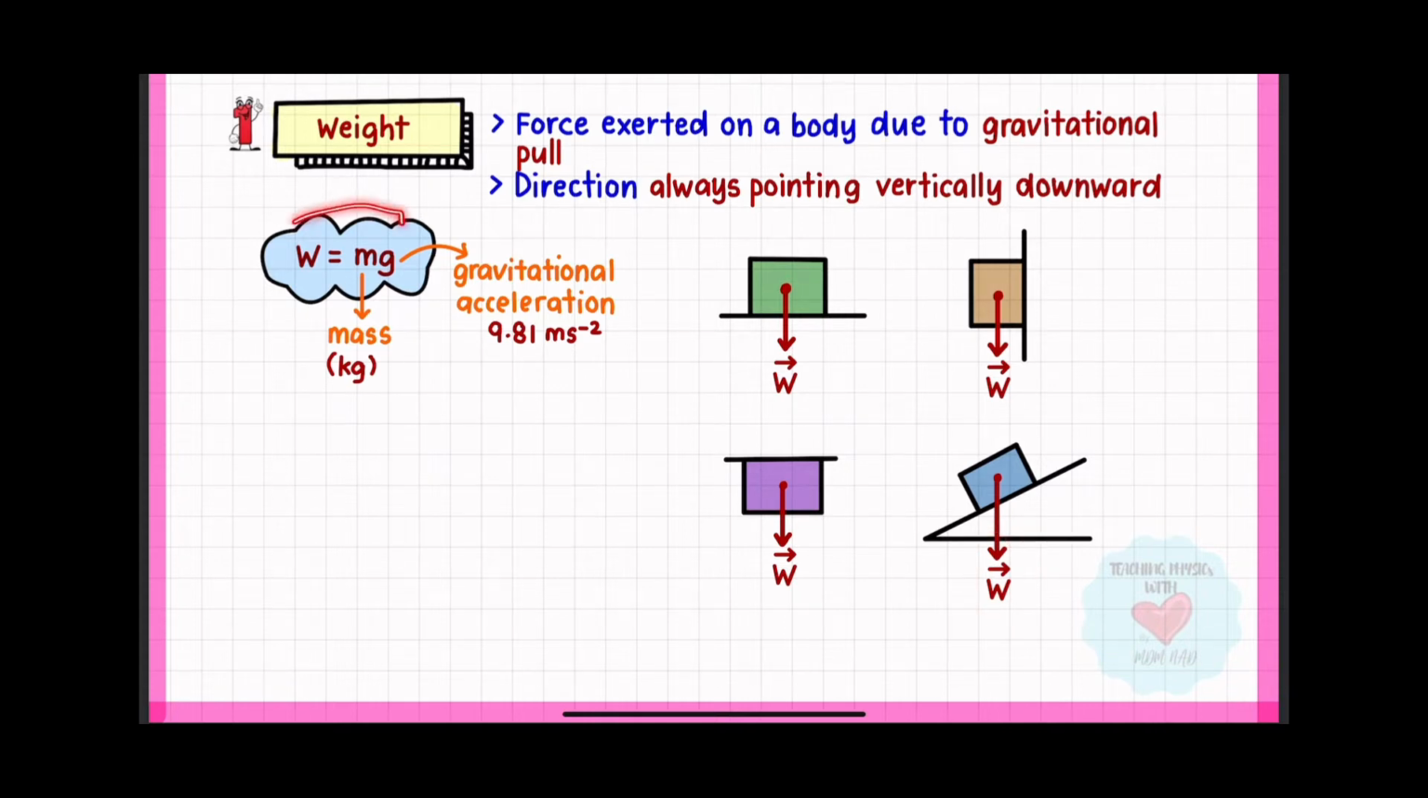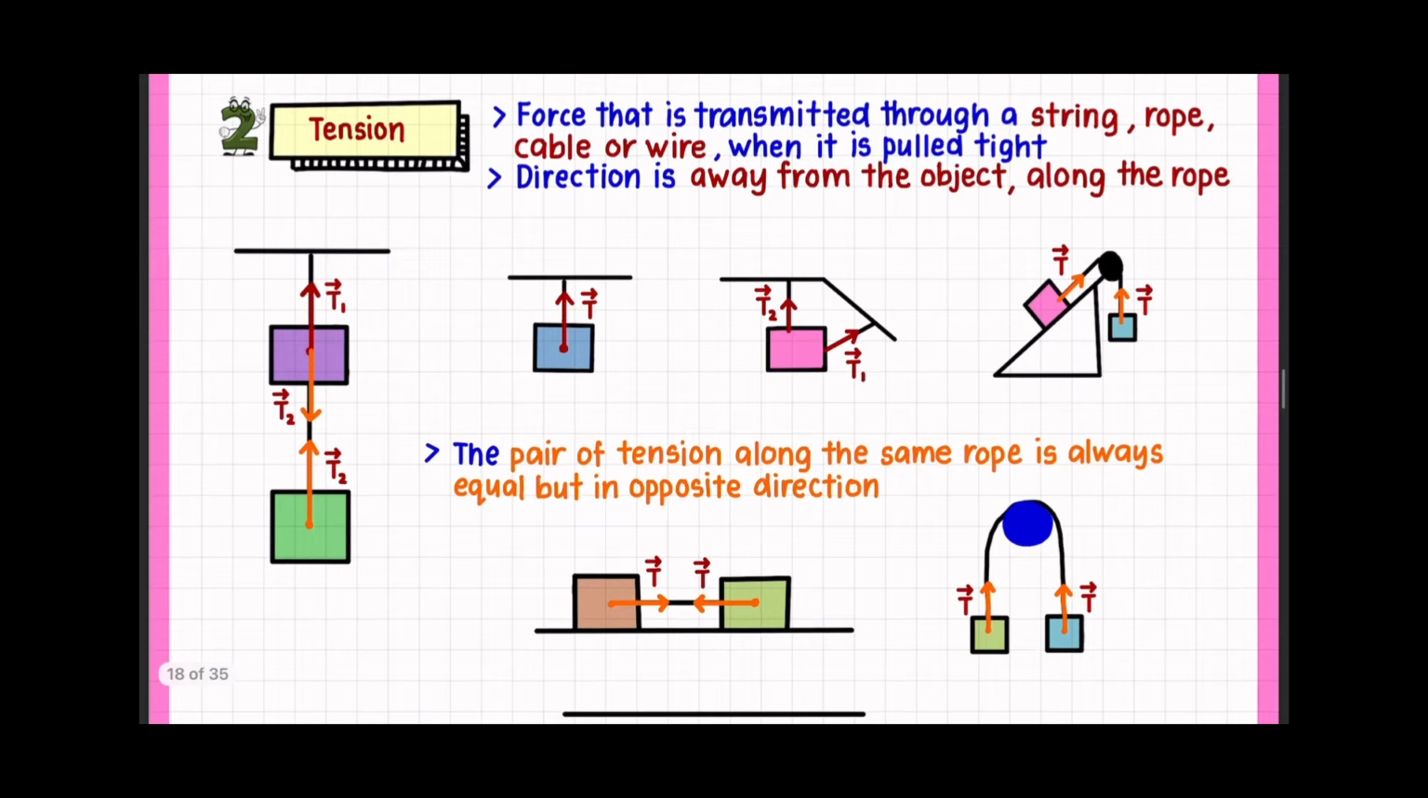Okay, so this is formula for weight. Weight is equal to mg. M refers to mass in kilogram and g is gravitational acceleration 9.81. So kalau you darab ni, you akan dapat weight dalam Newton lah. So gravitational acceleration kita just ambil nilai sahaja. Okay, next. Number 2 is tension.